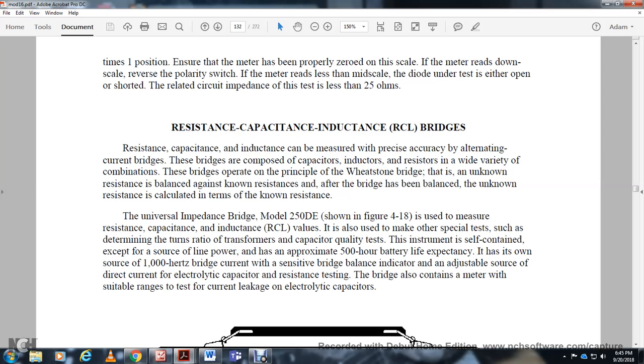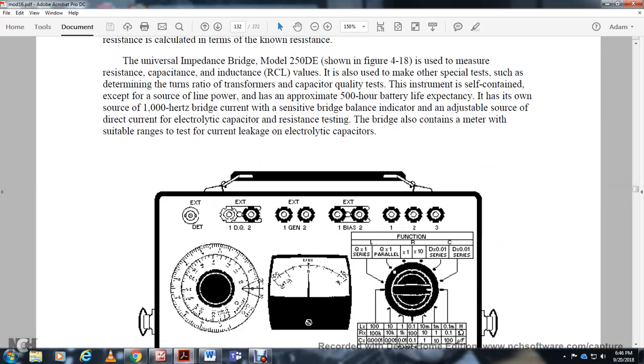It is used to measure resistance, capacity and inductance values, and also to make special tests such as determining the turns ratio of a transformer and the quality of capacitors. The instrument is self-contained, except for the source of line power with approximately 500 hour life expectancy. It has a source of 100 hertz bridge current with the sense of the bridge balance indicator, and an adjusted source of direct current for electrolytic capacitor resistance testing. The bridge also contains a meter with a sustainable range of the leakage current of electrolytic capacitors.